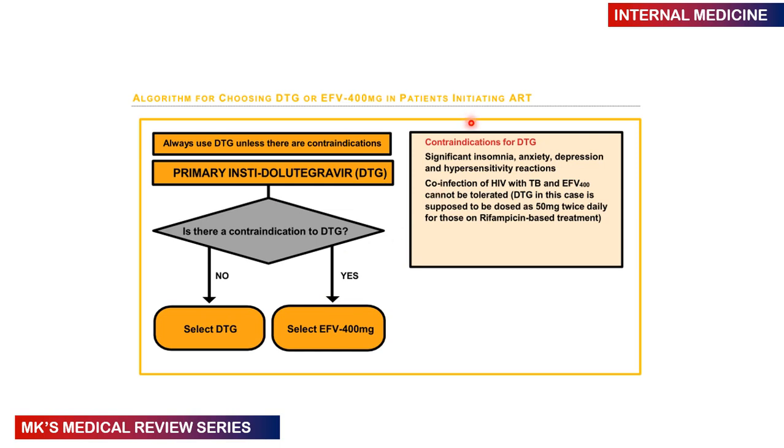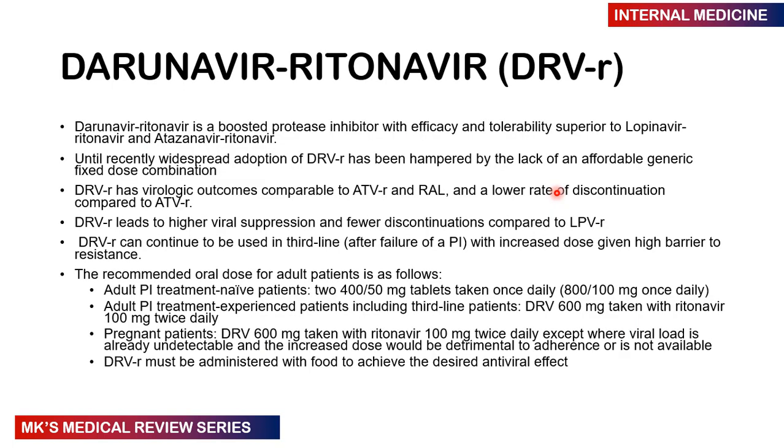If there's significant insomnia, anxiety, depression, hypersensitivity reaction, or co-infection of TB and efavirenz 400 cannot be tolerated, then DTG is going to be used. And in this case, we want to double the dose, 50 milligrams twice a day as opposed to giving it once a day.